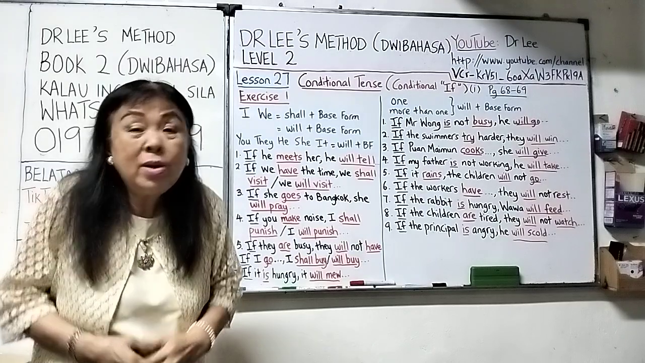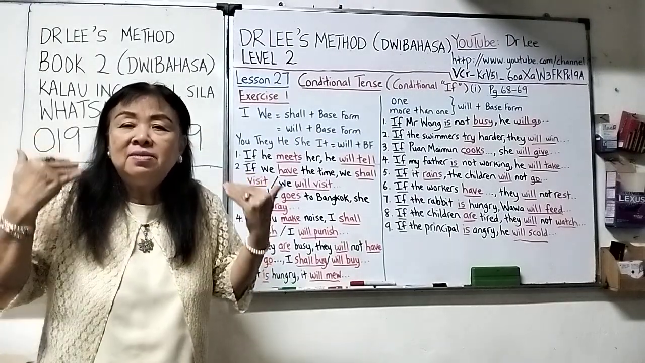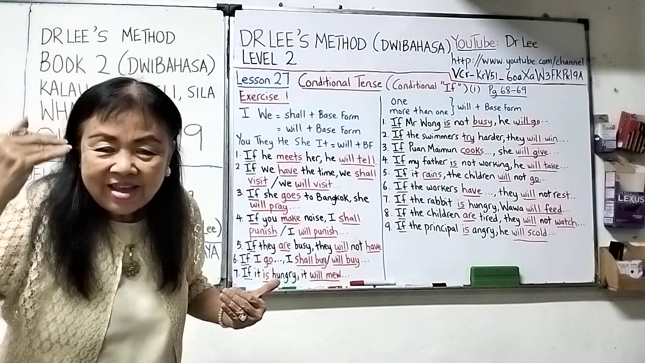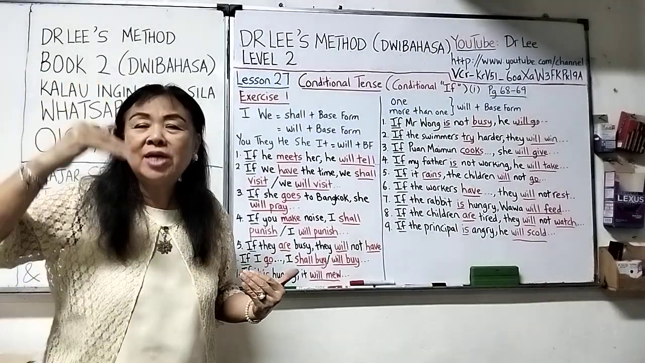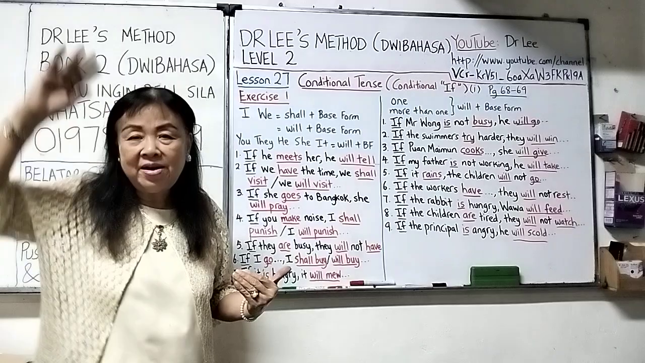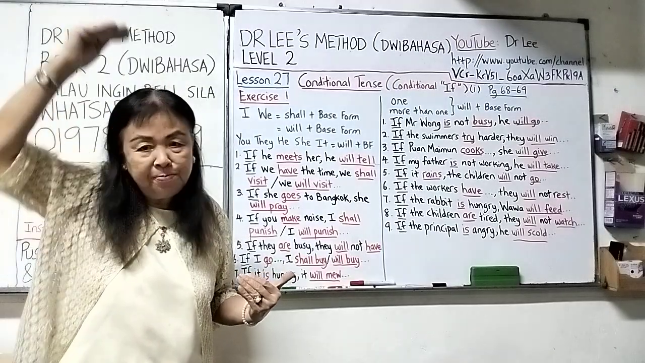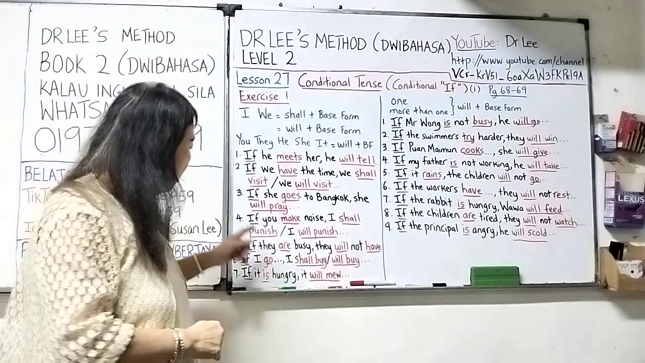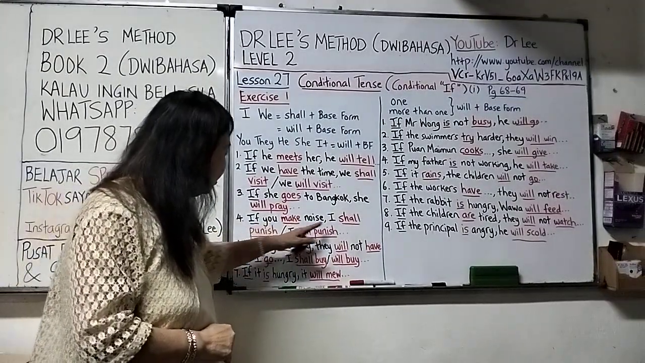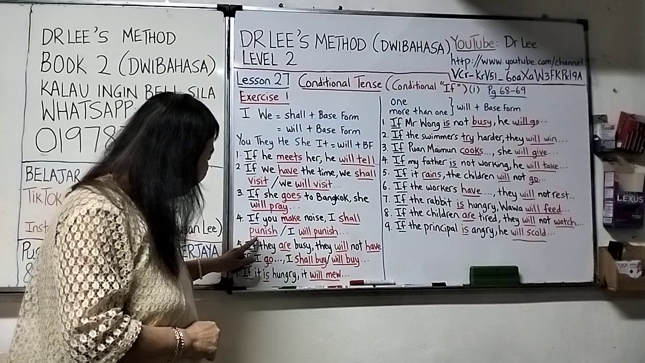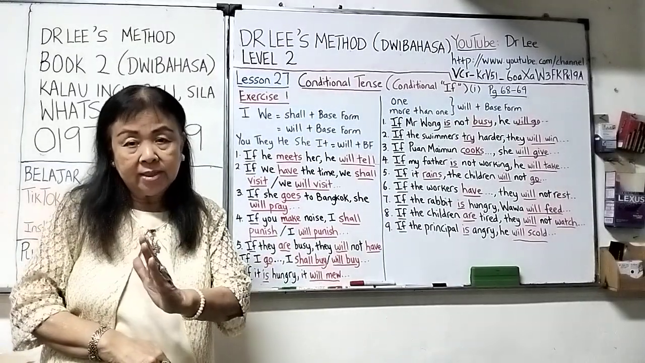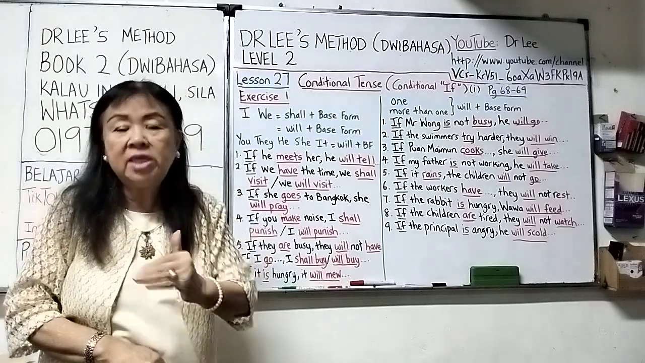What does it mean? What is the function? It means to say it will definitely happen, or the chances that it happens are very high. It is very possible that it will happen. That is why we use if plus the present tense plus shall and base form, or will and base form, because we are sure that in the future this will happen.